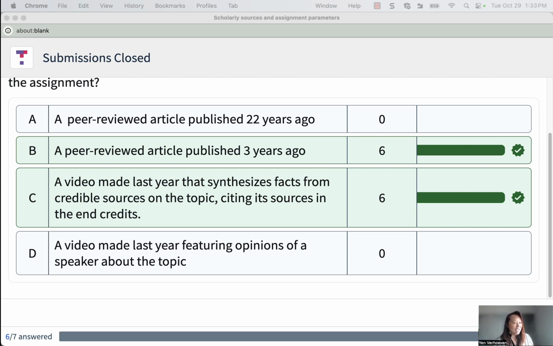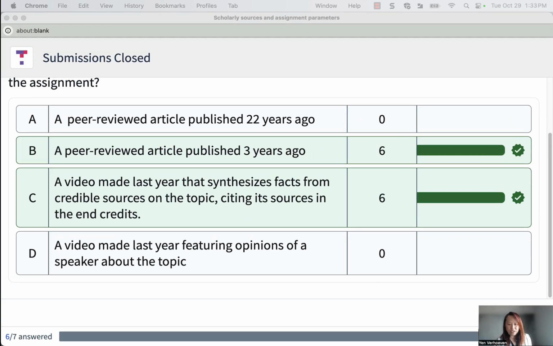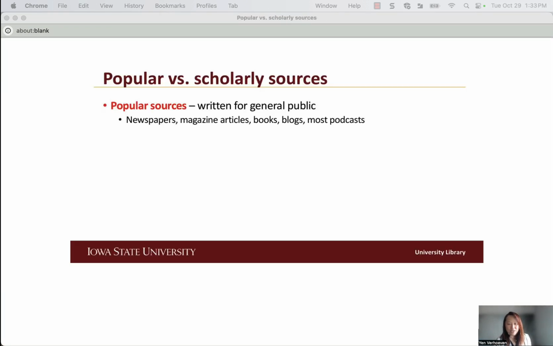Okay? And again, remember, this one synthesizes facts from credible sources. That means these sources were probably the primary. The synthesis of these facts from these other sources means it's got to be secondary. Okay? Cool. All right. Let's keep going.